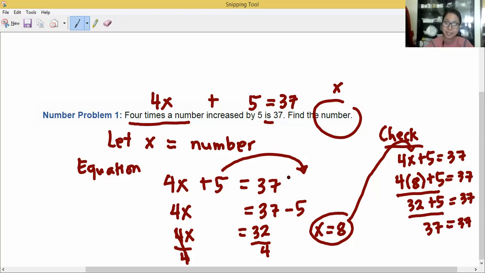So what's the answer again? Find the number. What's the number? Here, the number is 8. Now let's go to the next problem. Let me first snip that.